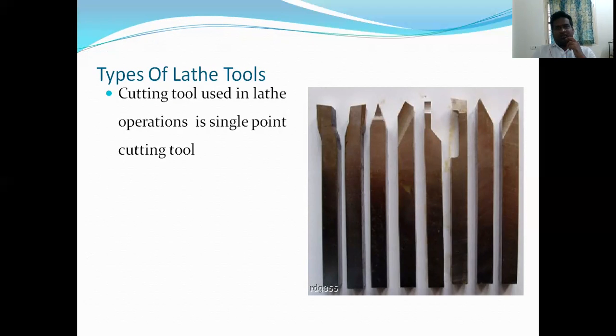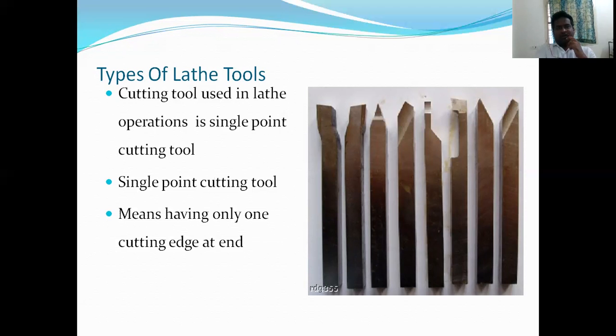In a lathe machine, the types of tools we generally use are single point cutting edge tools. Why? Because they have only one cutting edge. That's why we call it a single point cutting tool. So observe here, every tool has only one cutting edge.